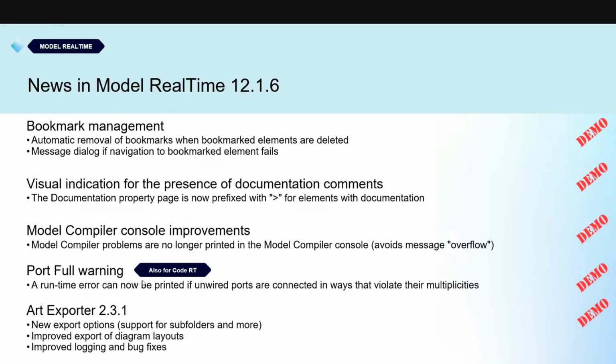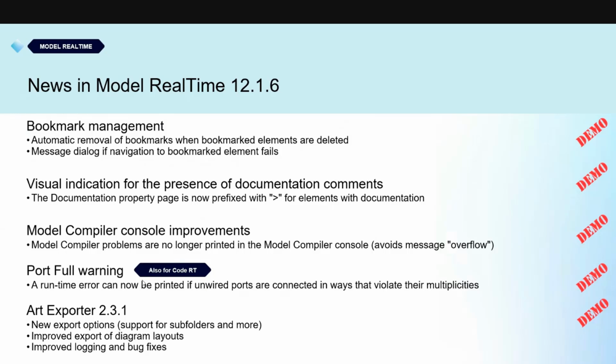We've also improved the documentation tab in the property page. So now you have this greater than prefix shown if an element has a documentation, similar to what we previously did for the C++ general and C++ target RTS tabs. And this makes it easier to see at a glance which elements has a documentation comment.